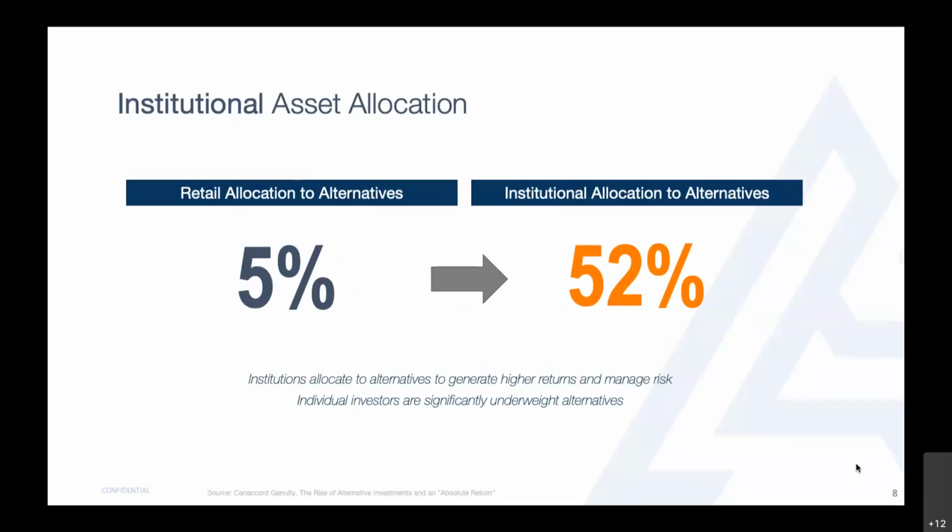So what are investors doing about this? Well, if we look towards institutional investors, they have addressed this potential issue. If we look at the standard endowment portfolio, they're now allocating 52% of their assets to alternative investments. If we look at the standard retail allocation to alternative investments, it's only 5%. So there's this massive world of difference between retail investor portfolios and more sophisticated institutional investor portfolios in terms of diversifying and allocating to alternative investments.